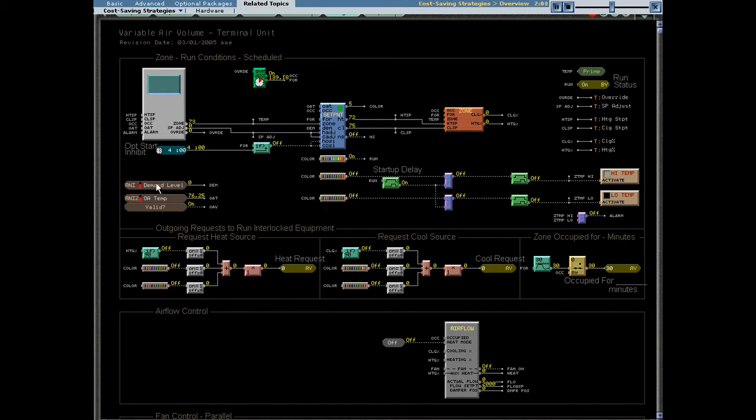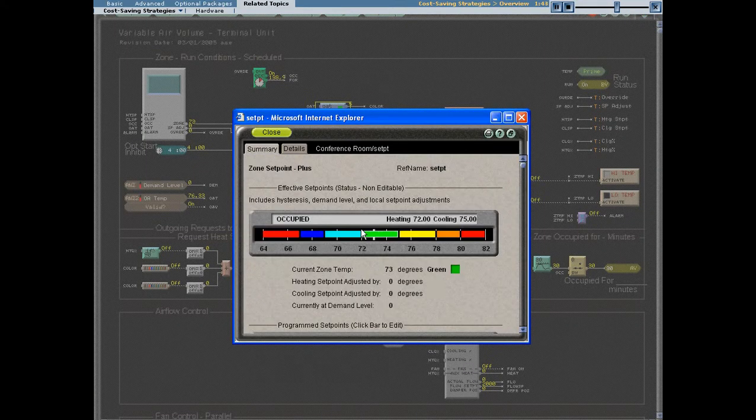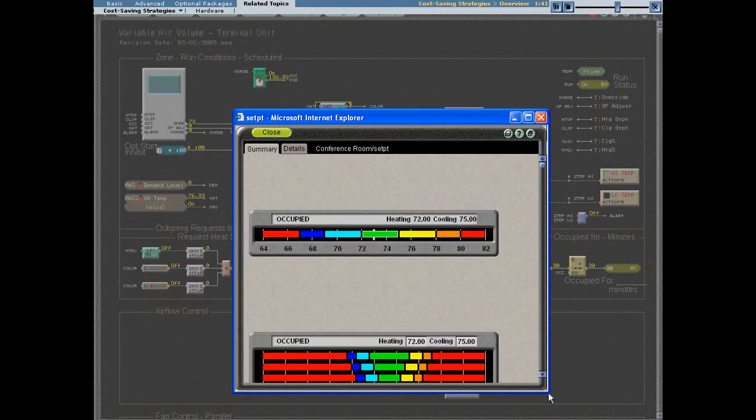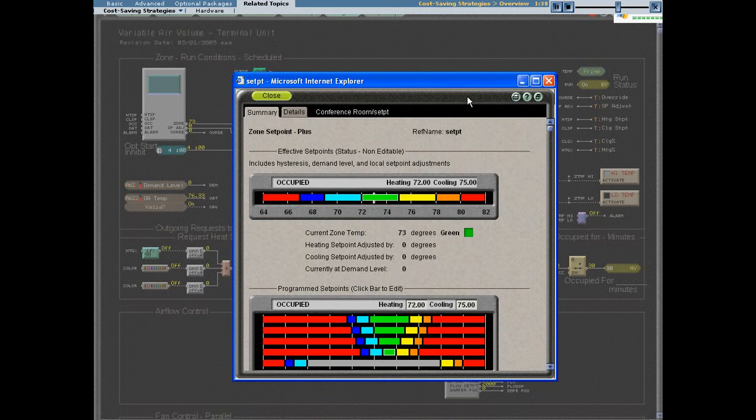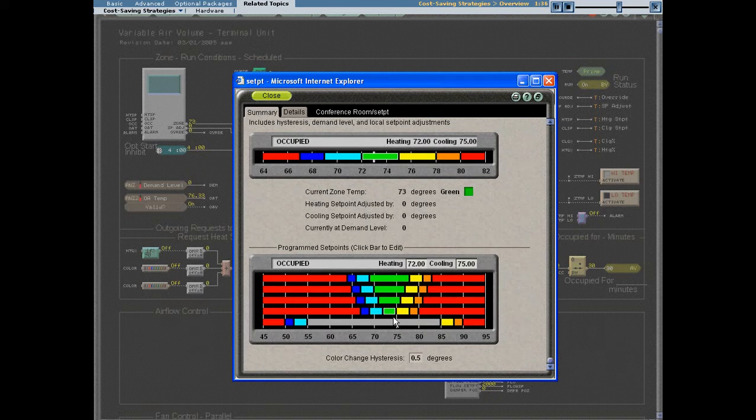We also have the concept of demand level, and essentially what happens is we have various set points associated with a particular zone. We have our occupied set points and our unoccupied set points, but we also have demand level set points. Let's take a look at the set point microblock real quick. We'll open this up and move it up. And what we'll see is, in addition to having our occupied set points and our unoccupied set points, we have demand 1, 2, and 3. And notice that we've made these bands wider as demand level increases.